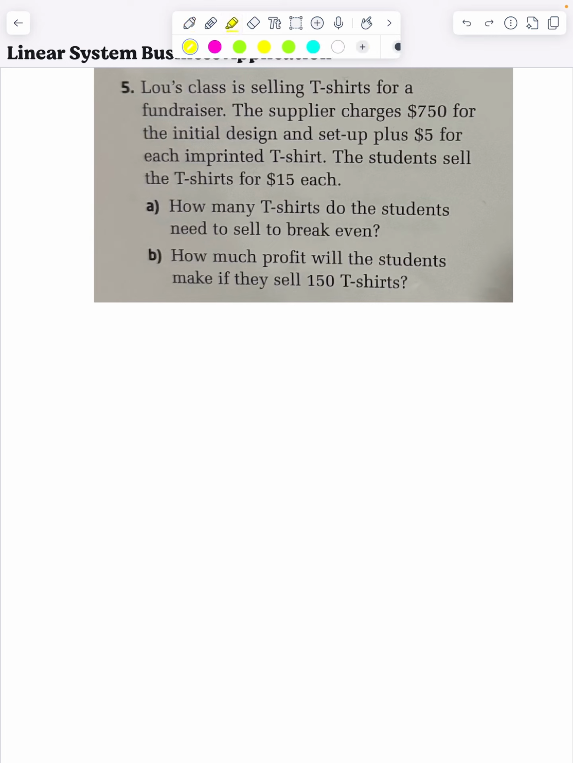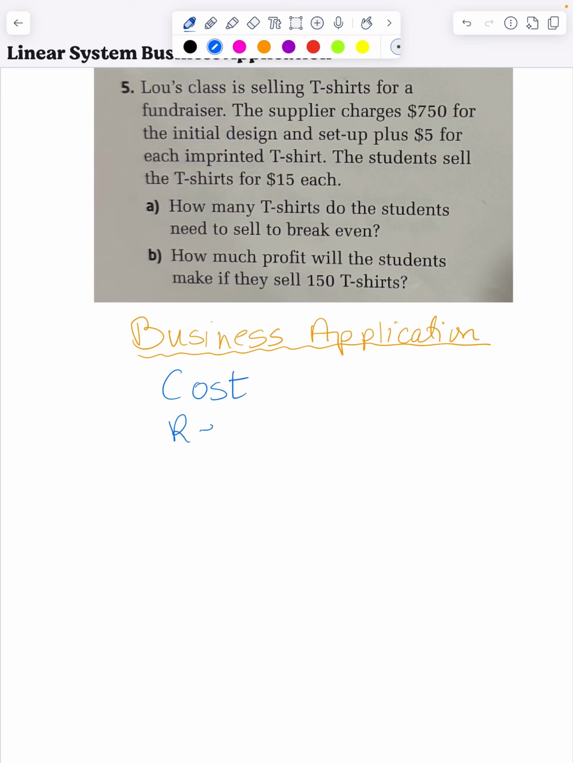So this is a pure business application. Who needs math anyways? If you want to get into business, you need to know your math. So as a business application, you need to know a few things. The first thing you need to know is the cost. How much is cost? How much is revenue that is generated? And you also need to know what is profit.